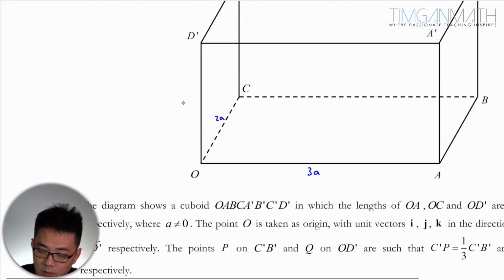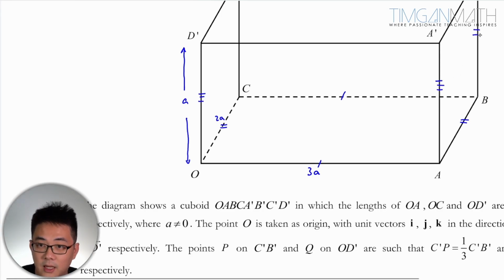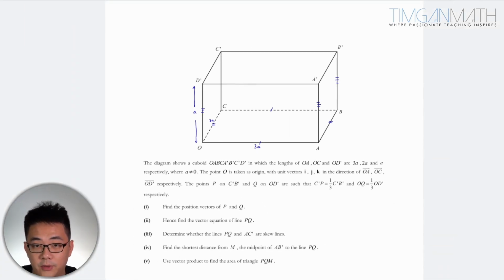Okay, so if this is a cuboid, we know that the opposite lengths here are the same. And the heights at the sides here are all the same length. So I'm just going to label them down first.